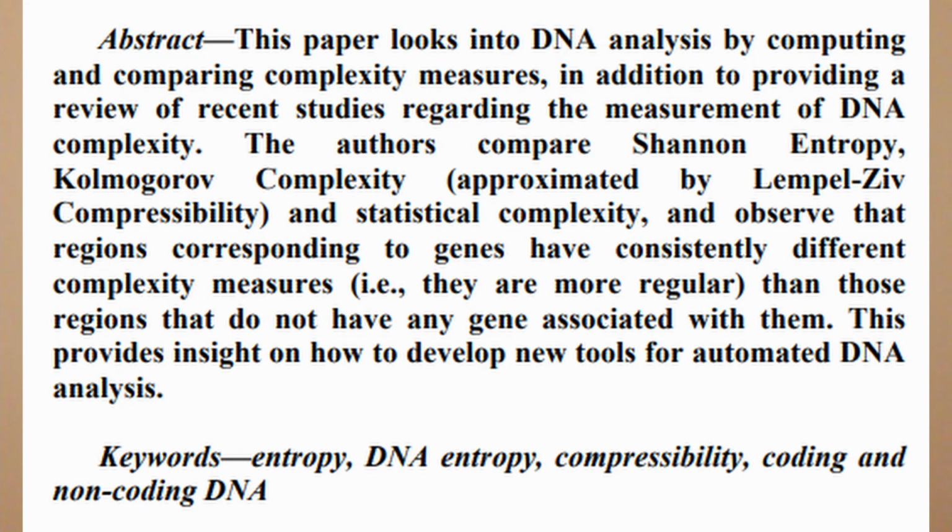So this says, this paper looks into DNA analysis by computing and comparing complexity measures, in addition to providing a review of recent studies regarding the measure of DNA complexity. So they compare Shannon entropy, Kolmogorov complexity, and statistical complexity, and observe that regions corresponding to genes have consistently different complexity measures than those regions that do not have any gene associated with them. So this provides insight on how to develop new tools for automated DNA analysis.